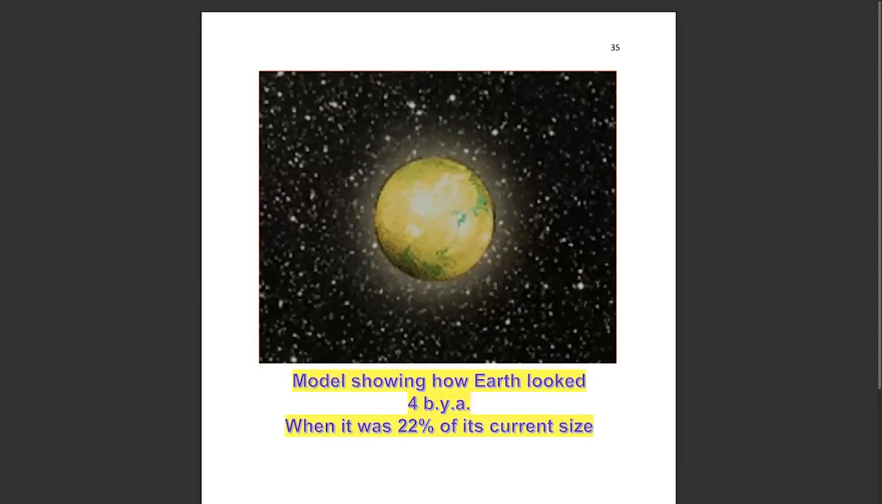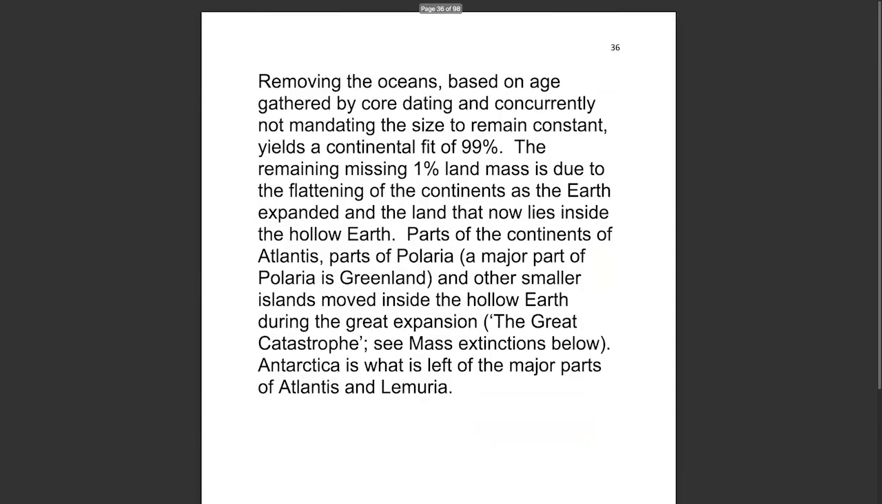This is a model of how Earth looked when it was pretty much one solid piece 4 billion years ago, after all of the Earth's surface had cooled and solidified, when it was 22% of Earth's current size. So removing the oceans, based on age gathered by core dating, and not mandating the size to remain constant, yields a fit of 99%, as I had previously said.